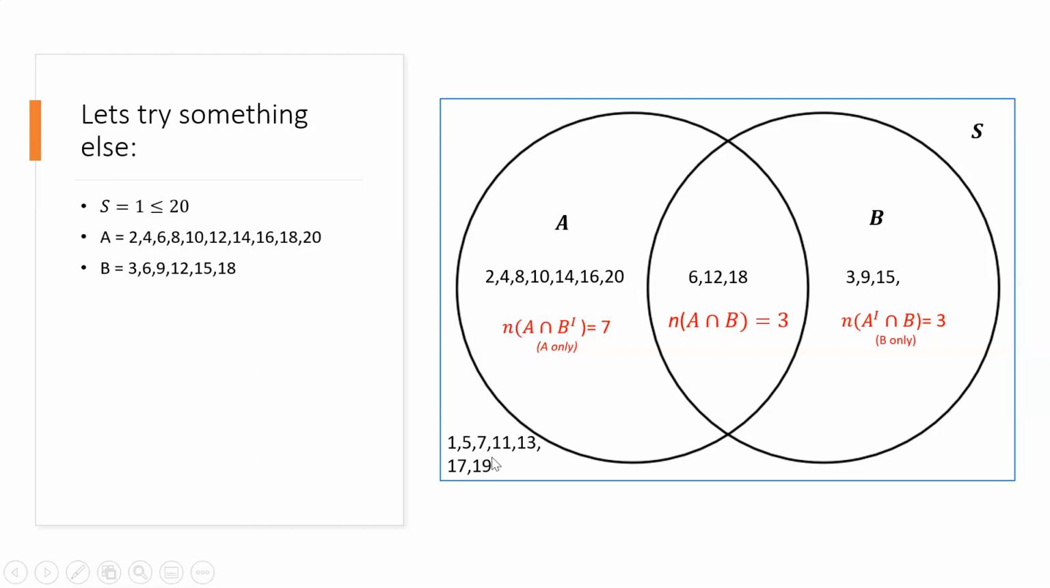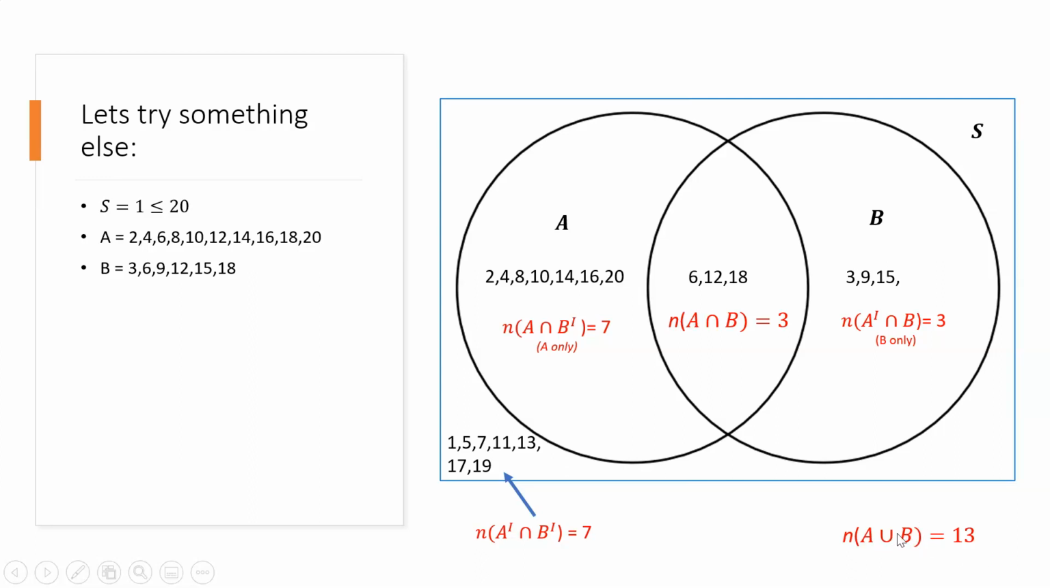We have all these values down here, though, that don't fall into A, B, or the intersection, but they are still part of the universal set. That's why they're still within the box. And there's 7 values there, so these are the complement, the number of the complement of A and B. So there's 7 values there.